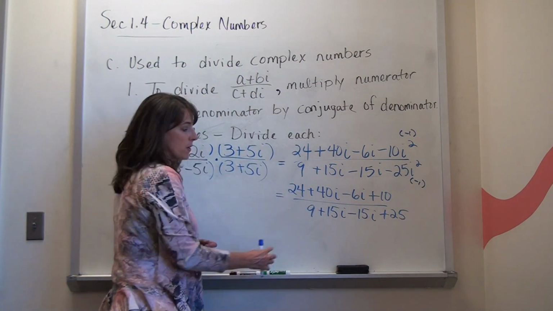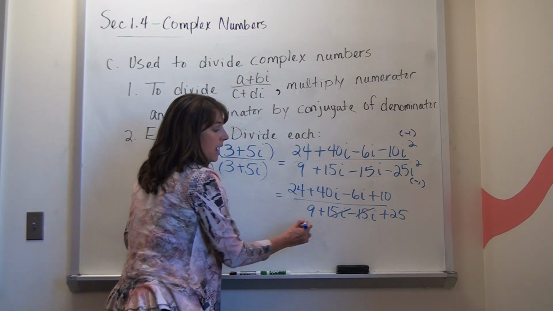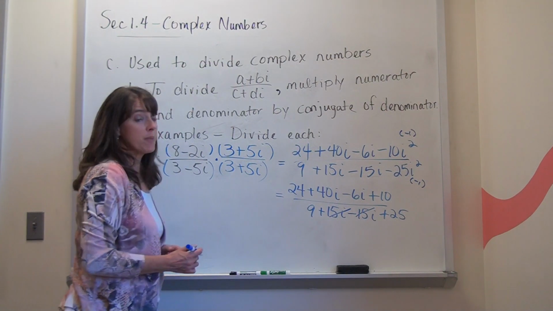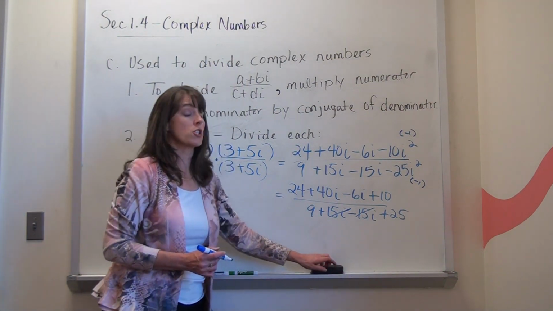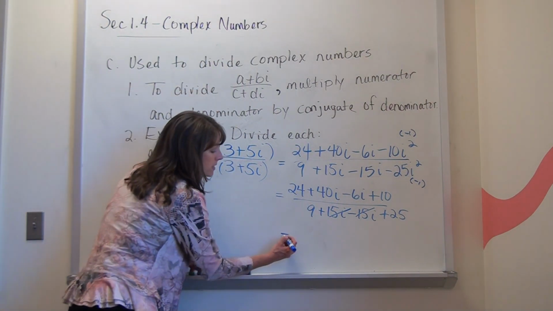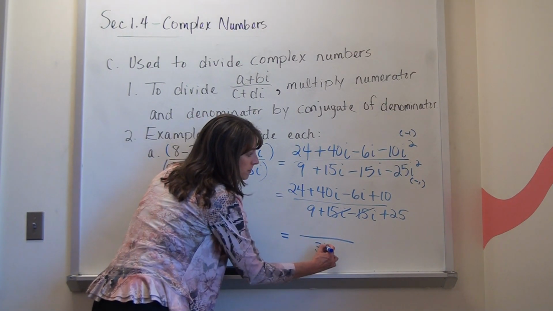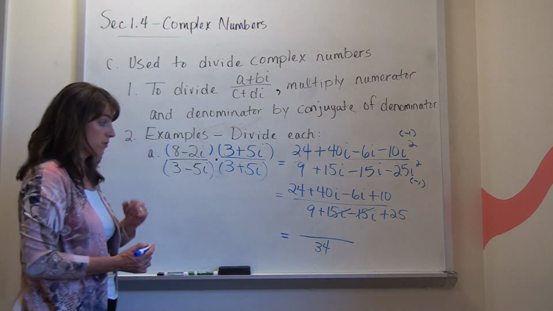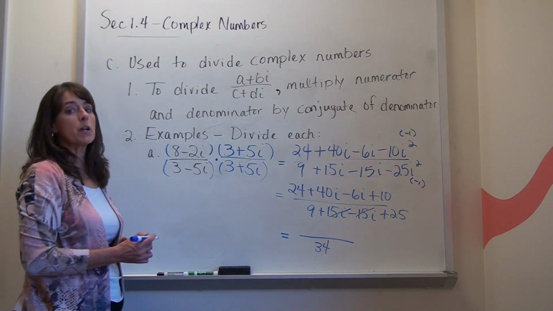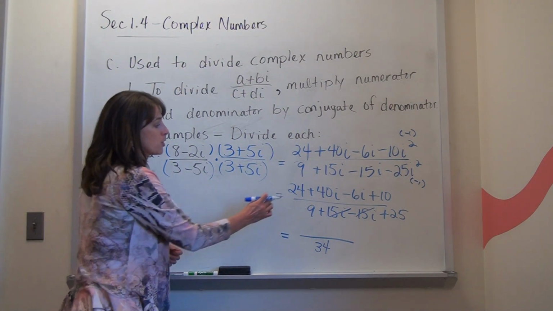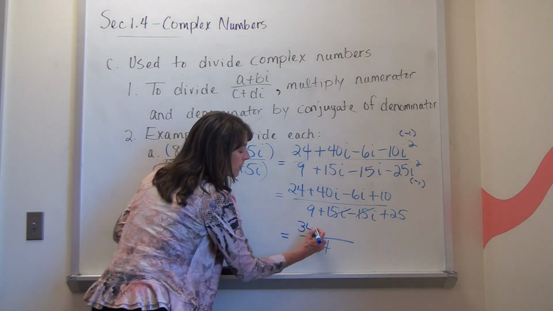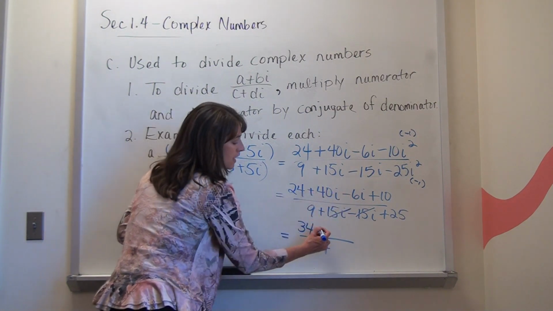But notice on the denominator, these two are going to cancel. And I expected that. I wanted that to happen. That's why I chose to multiply by the conjugate so that they would cancel out. So on my denominator, I really just have a 34, because 9 plus 25 is 34. Now in my numerator, I'm going to combine up the like terms. A 24 and a 10 is going to be a 34. And a 40i minus a 6i will be a 34i.